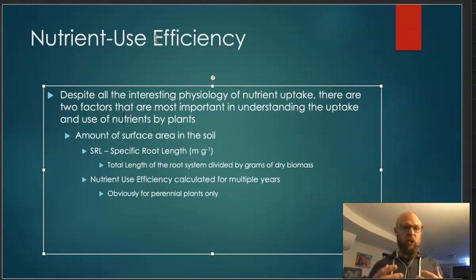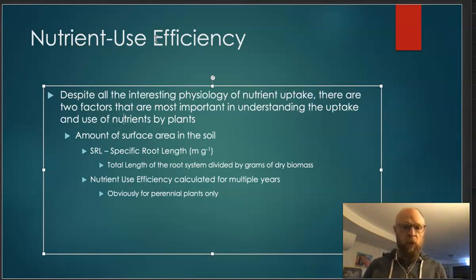But despite all those interesting mechanics and physiological things, the ability of a plant to either outcompete other plants for nutrients or to survive in really nutrient limited conditions really comes down to two factors: the surface area of their root system in the soil, and how they use those nutrients over a long period of time. And of course, in that situation, we're really talking about perennial plants.